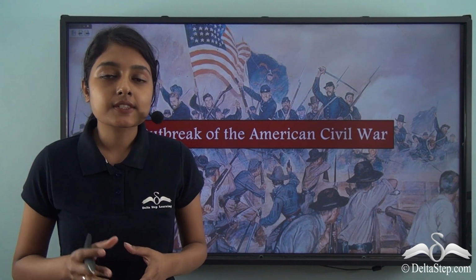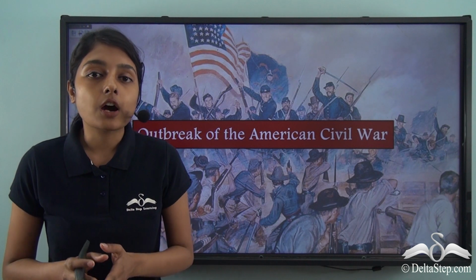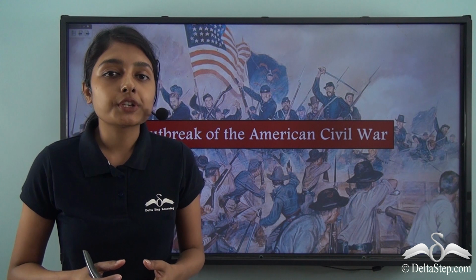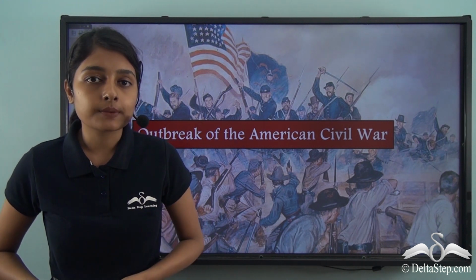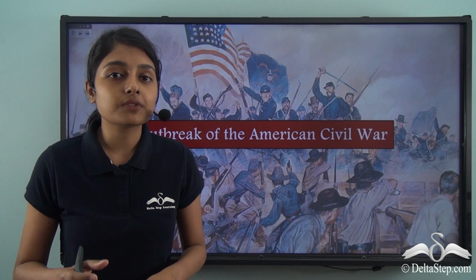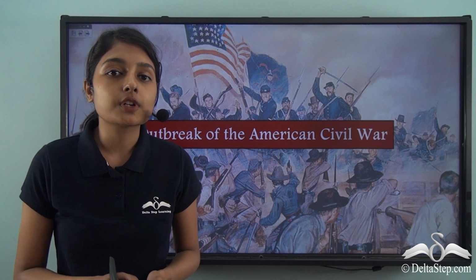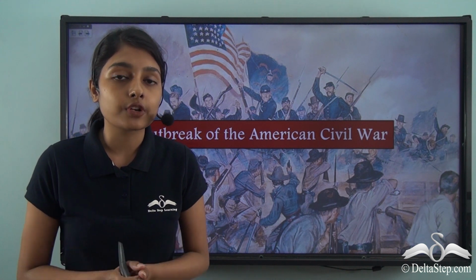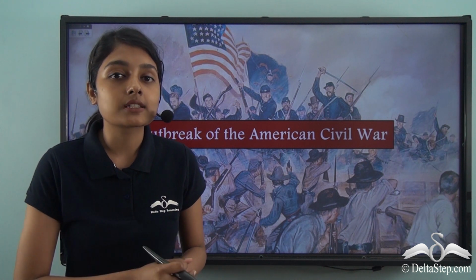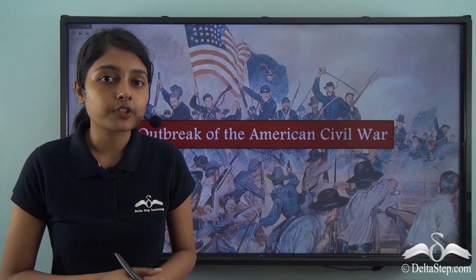In our previous lessons, we have learnt about the various causes that led to the outbreak of the American Civil War. We were also introduced to Abraham Lincoln. Abraham Lincoln became the 16th President of the United States of America in the year 1860, and he was strongly anti-slavery. It is this stance that had threatened the southern states after Lincoln became the President of the US.